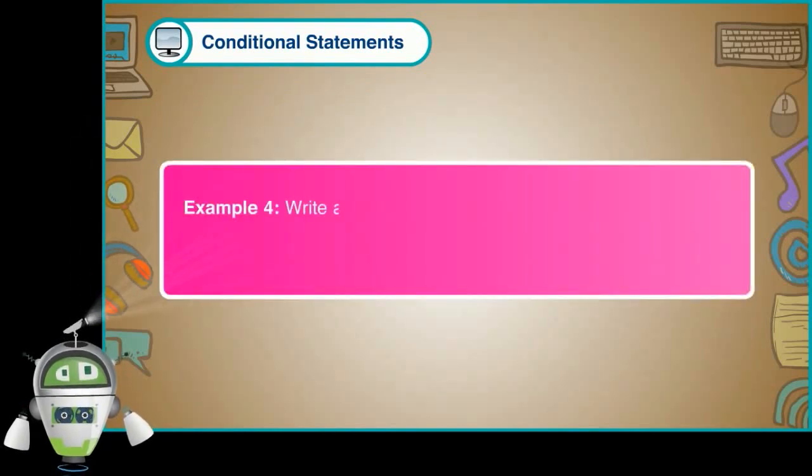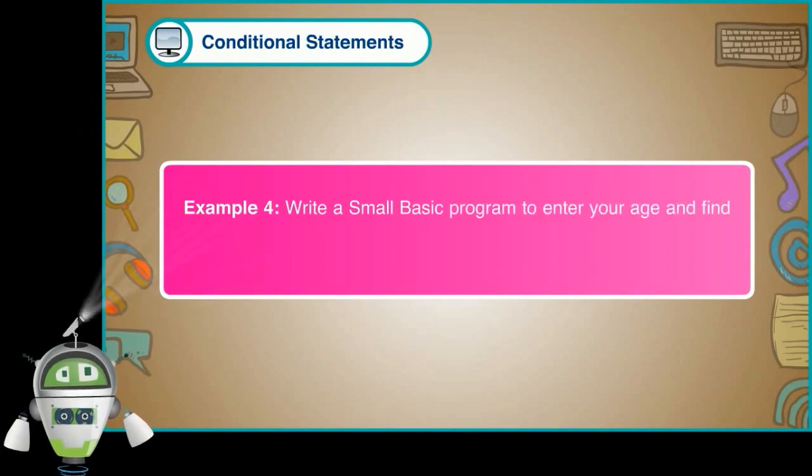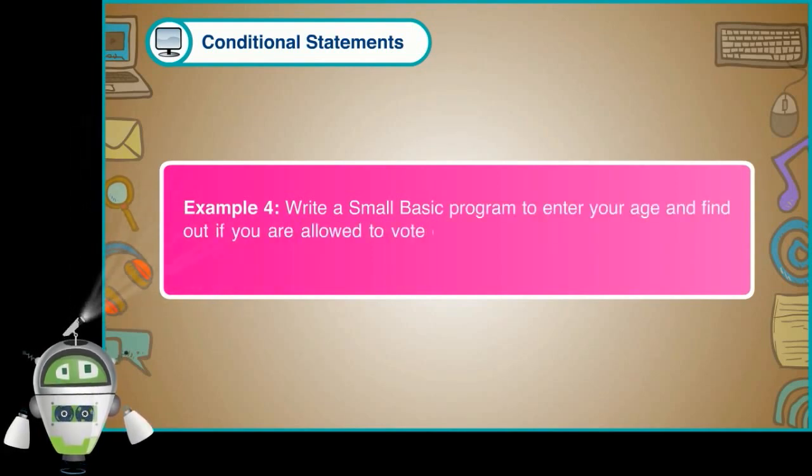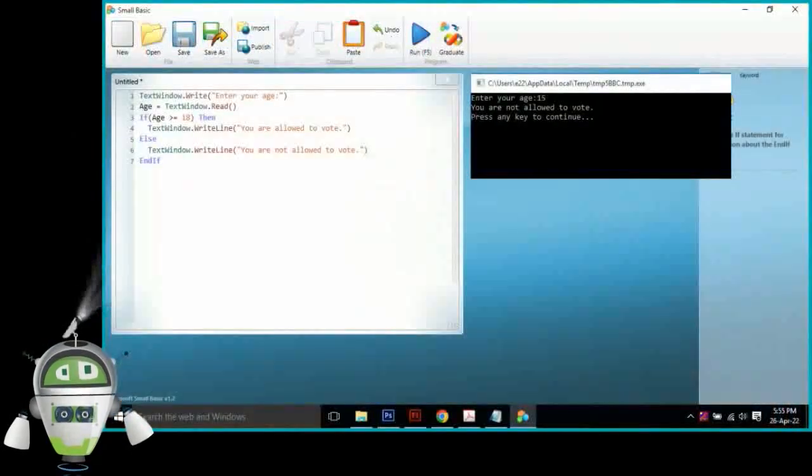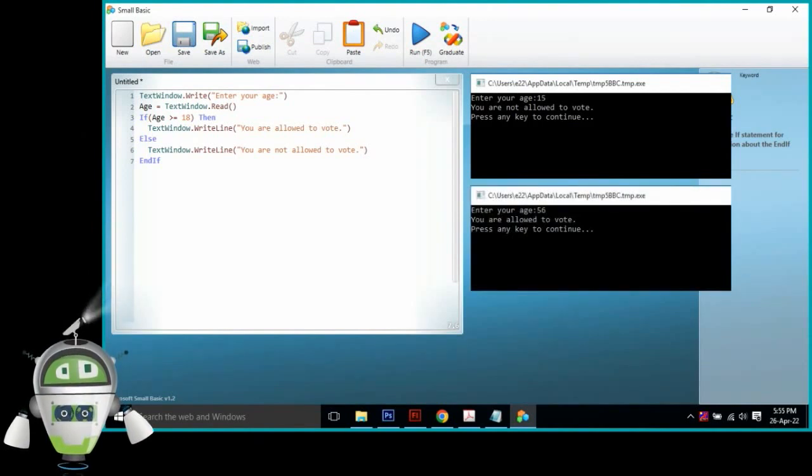Example 4. Write a Small Basic program to enter your age and find out if you are allowed to vote or not if the age is equal to or more than 18 using if-then-else statement. Output: enter your age 15. You are not allowed to vote. Enter your age 56. You are allowed to vote.